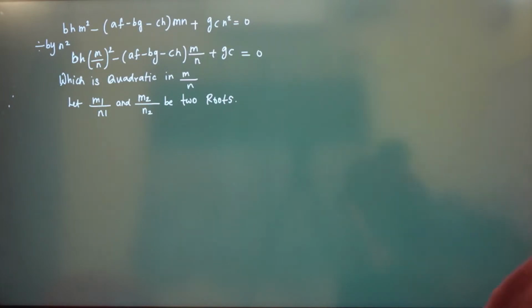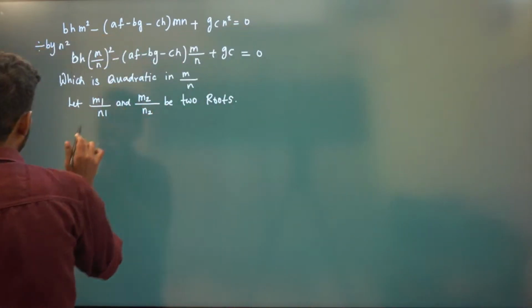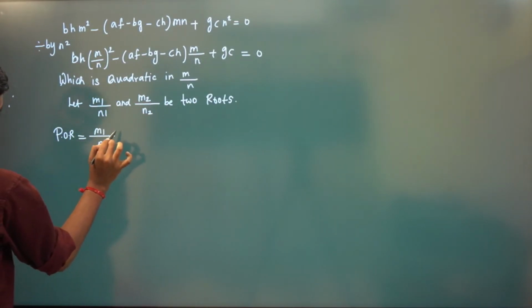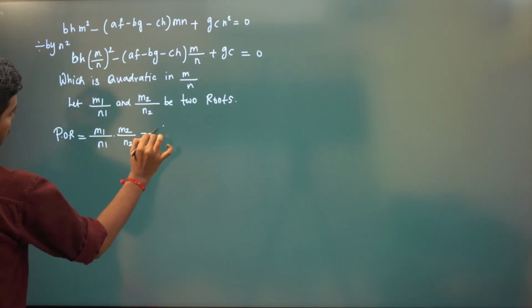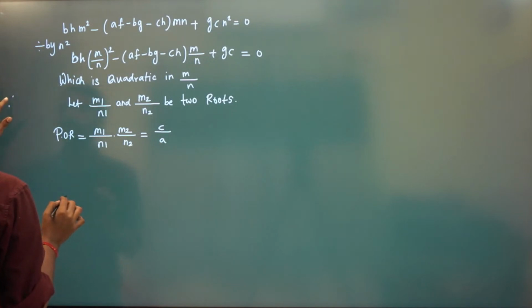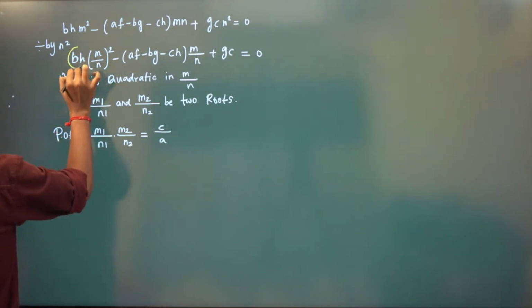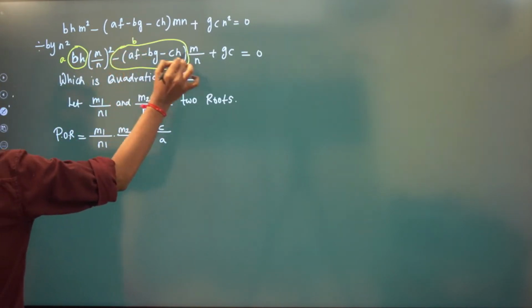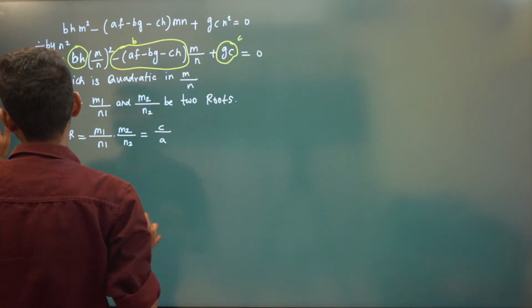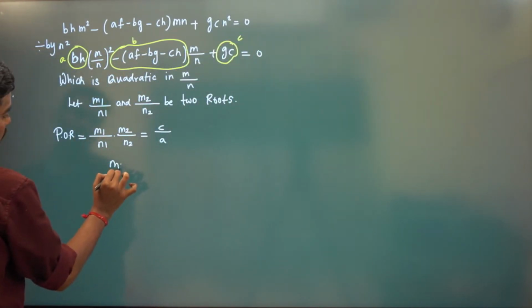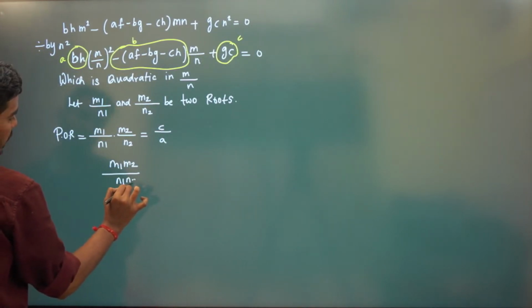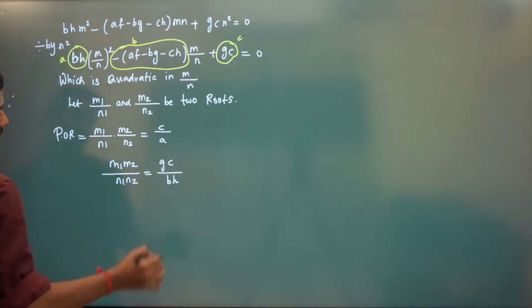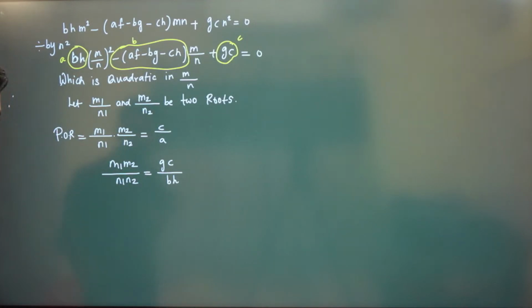Okay. So, what about product of roots? So, m1 by n1 into m2 by n2 is equal to c by a, right? Now, what is ABC here? So, this is our A, and this whole term is our B, and this whole term is our C. So, C by A. So, C by A will be, so we have M1, M2 divided by N1, N2, C by A. So, GC divided by BH, right? GC divided by BH.